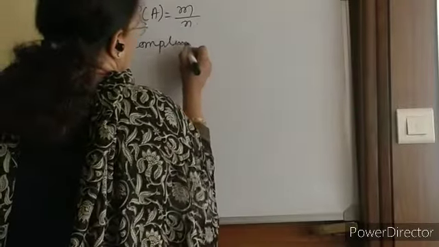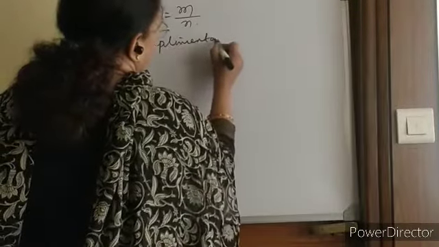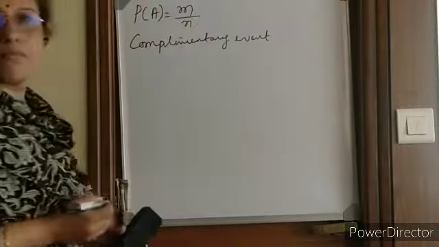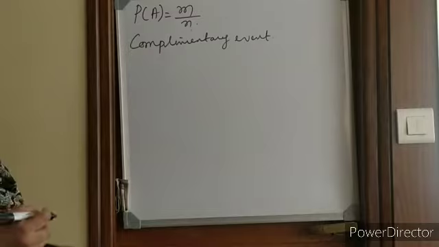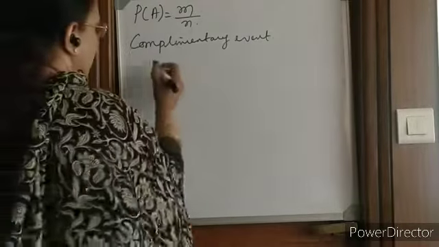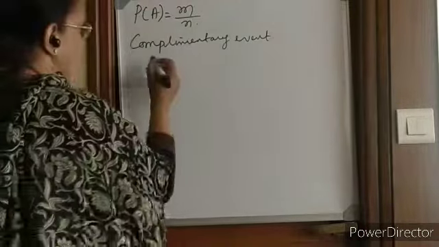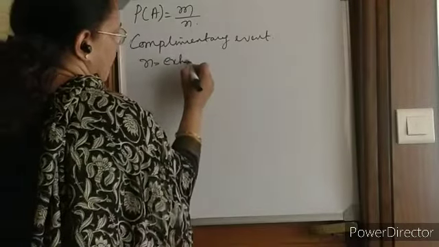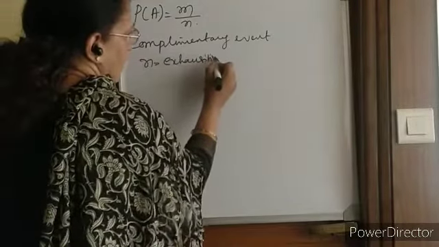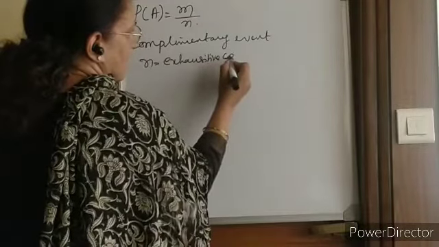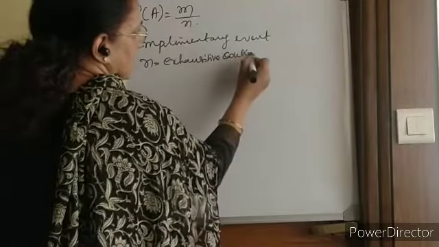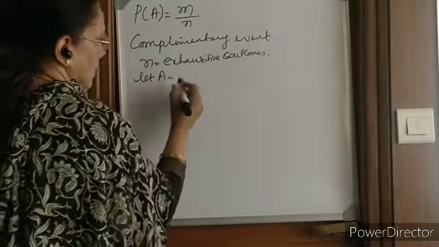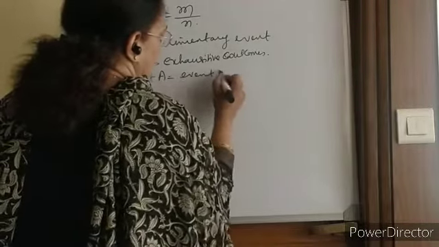This is called complementary event. Okay? Complementary event. Now let us assume that you have a random experiment. So this experiment has n number of exhaustive cases, or you say exhaustive outcomes. Now let A be an event of the random experiment.